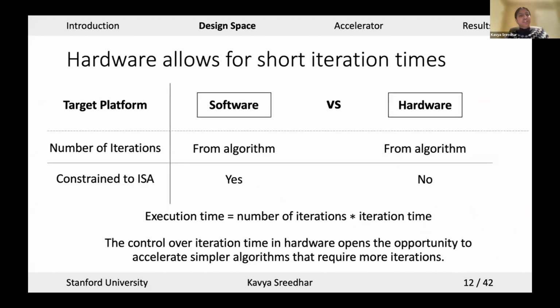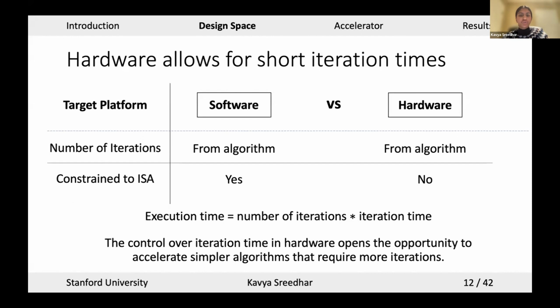So our first axis, target platform, software versus hardware. What we recognize here is that the number of iterations are algorithm dependent and platform independent. So this means any lessons we learn in software can be directly carried over to a hardware implementation. But in contrast, the time per iteration, or iteration time, is not platform independent, because software implementations are inherently constrained to using a processor's ISA, whereas hardware is not. And we have the flexibility in hardware to build custom, fast, wide data paths.